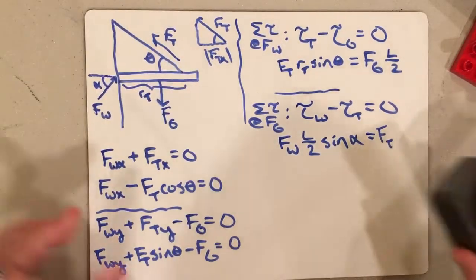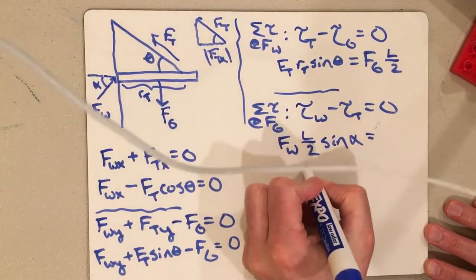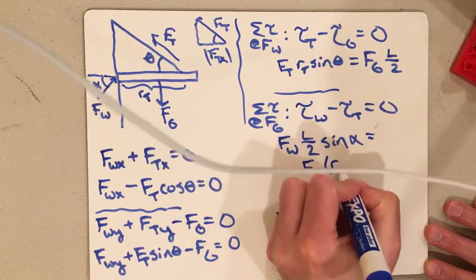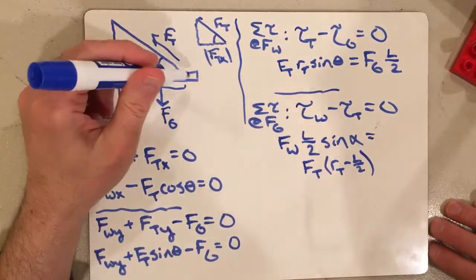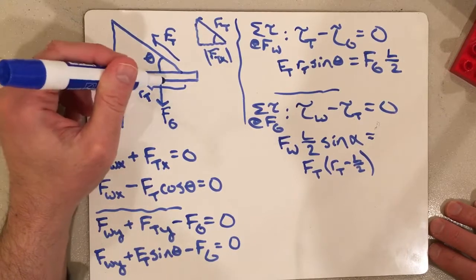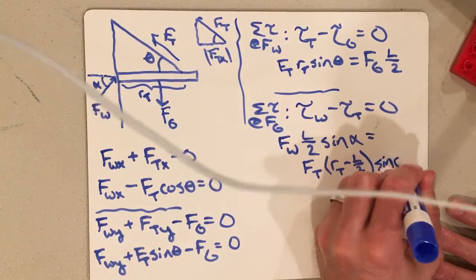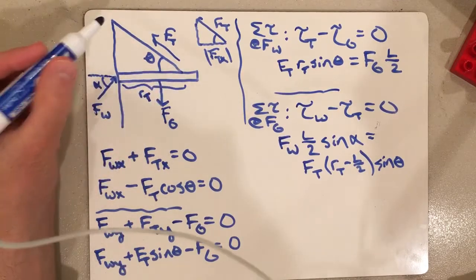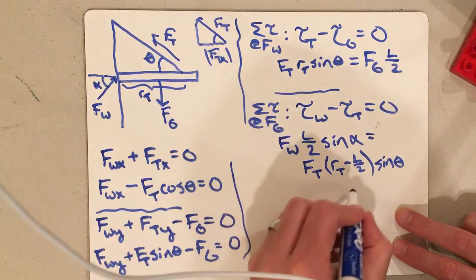I'm going to run out of space, so let me erase that and write this on the next line. This all has to equal F_t, and its lever arm is R_t minus L over 2. That's how I get the distance from here to here. Take R_t, subtract L over 2, that'll give me that distance. And then I still have the sine of theta because that's the angle between the lever arm and the force. So that's my second torque formula.